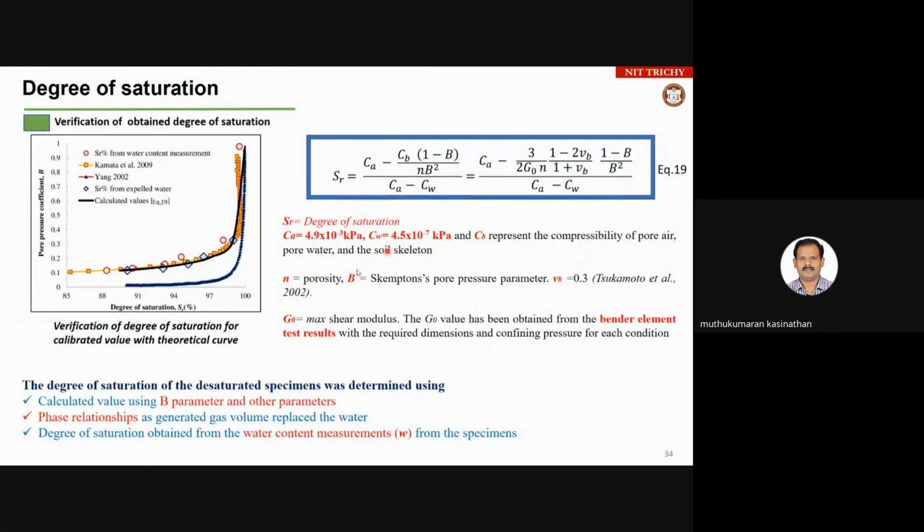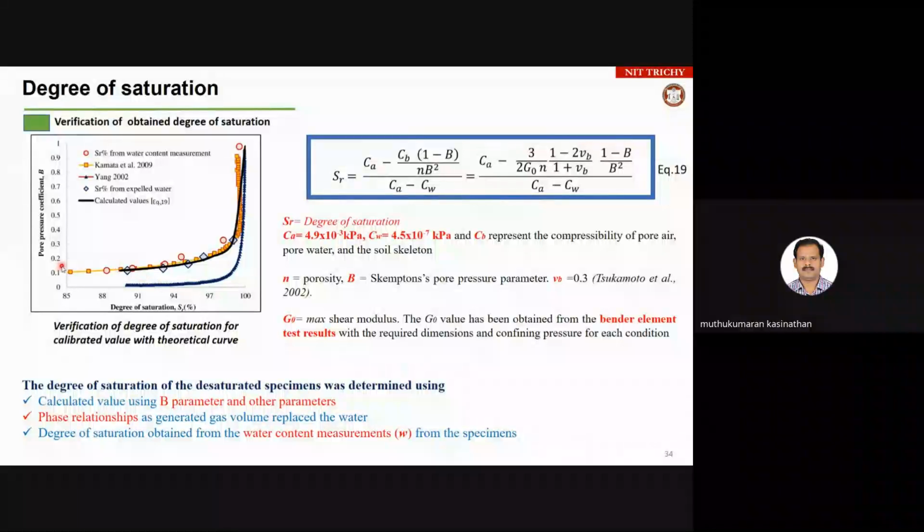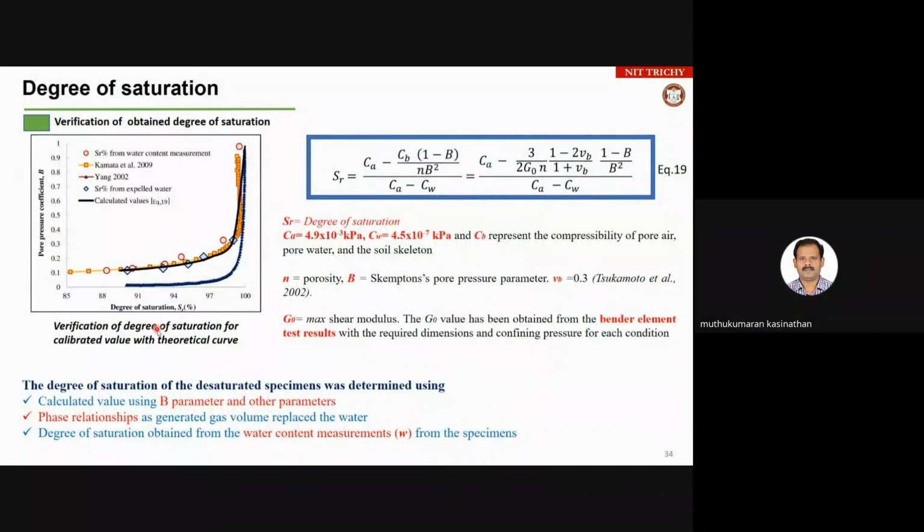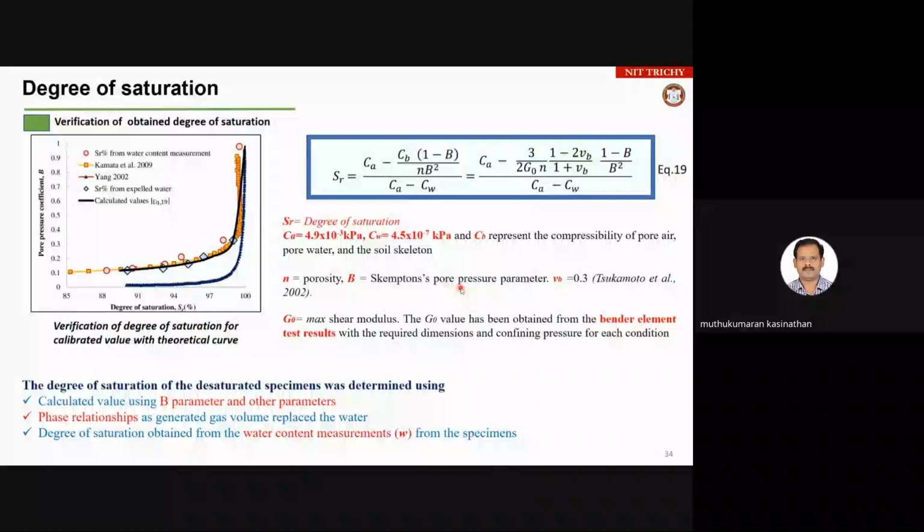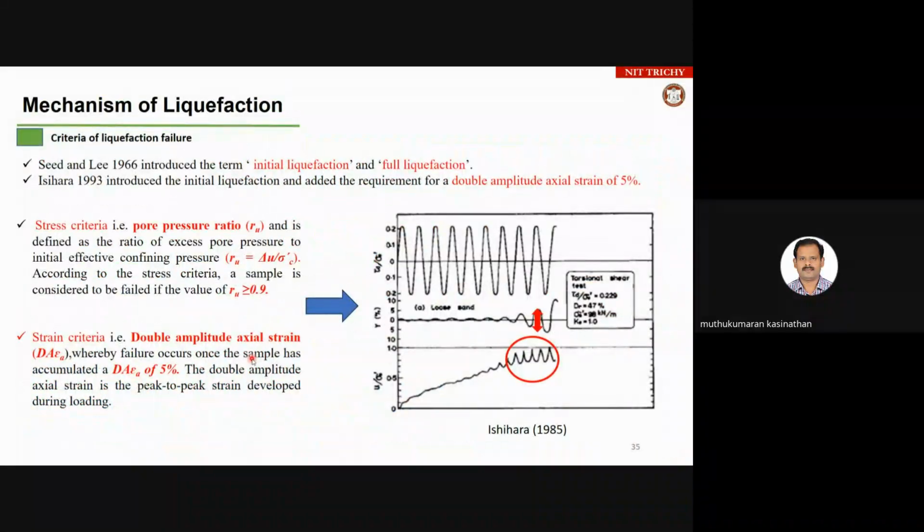After obtaining this, you can look at the pore pressure coefficient and degree of saturation. This is the available theoretical relationship between the pore pressure coefficient and degree of saturation. Using this particular equation that we have developed, you can look at the variation. It almost coincides with the existing method, so this theoretical equation has good reliability for obtaining the value. So these are the basic studies of the principle involved with induced partial saturation, and how partial saturation works to mitigate the liquefaction risk.